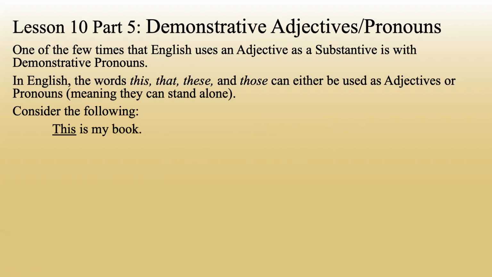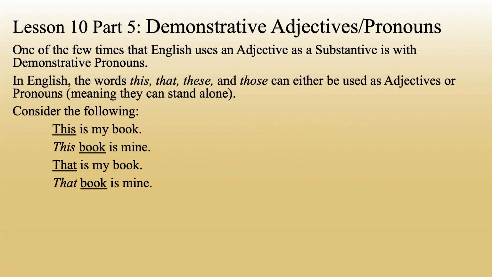Consider the following. This is my book. Here, it's a demonstrative pronoun, which is equivalent to a Greek substantive adjective. This book is mine. Here, this is a demonstrative adjective, not a demonstrative pronoun, because there's actually a noun there for it to be describing. That is my book. Demonstrative pronoun, which equals a substantive adjective in Greek. That book is mine. That is a demonstrative adjective here.